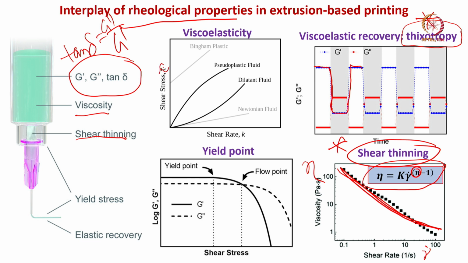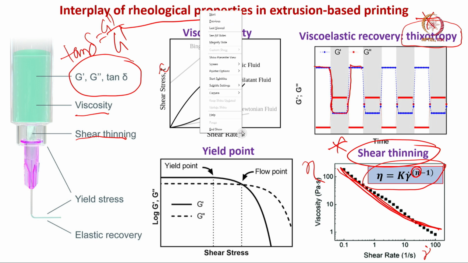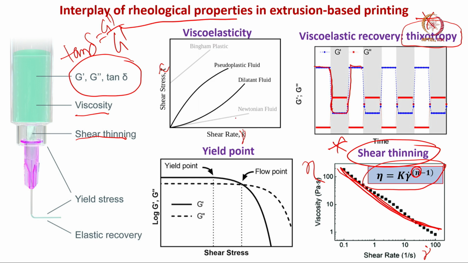So, shear stress is tau, shear rate is gamma dot. You have a Newtonian fluid, which is more or less a straight line, then you have pseudoplasticity or a dilatant fluid, which has been mentioned on this particular plot. If you plot G prime and G double prime as a function of shear stress, then you can find out the yield point of this viscoelastic fluid and the flow point.